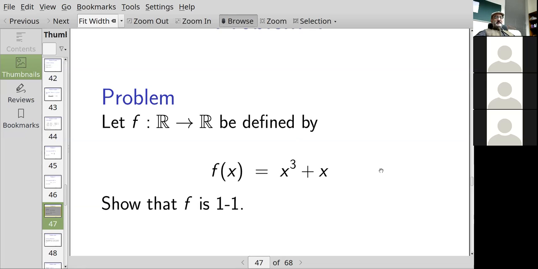Can you show that f is an increasing function? You don't even need the mean value theorem for this. We need to find its derivative, which is 3x squared plus 1. And so for any x, that will be bigger than 0. So it will be an increasing function. Okay?